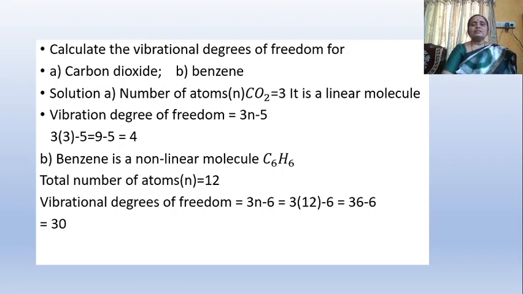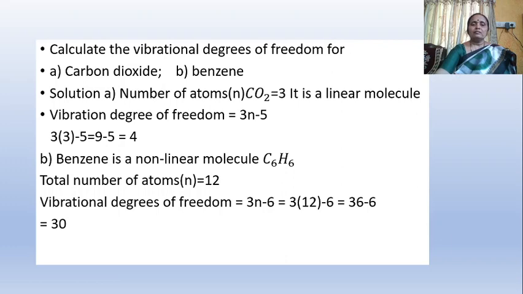Calculate the vibrational degree of freedom. We are asked to calculate the vibrational degree of freedom for carbon dioxide and benzene. Solution: the number of atoms in carbon dioxide is 3 and carbon dioxide is a linear molecule. So the vibrational degree of freedom is 3n minus 5. When I substitute it, the vibrational degree of freedom for carbon dioxide is 4.